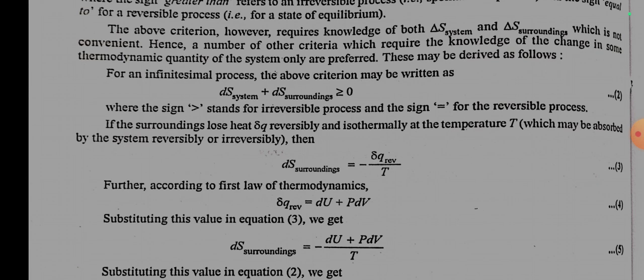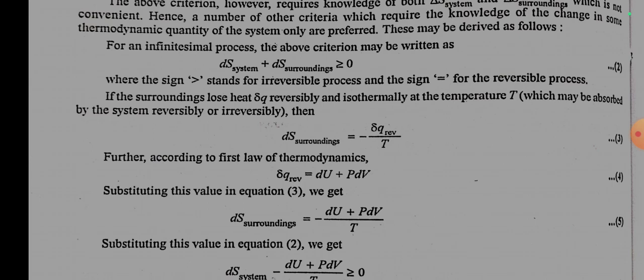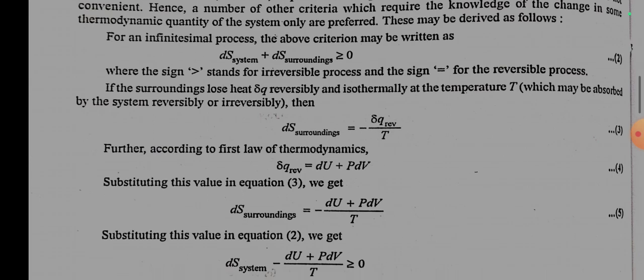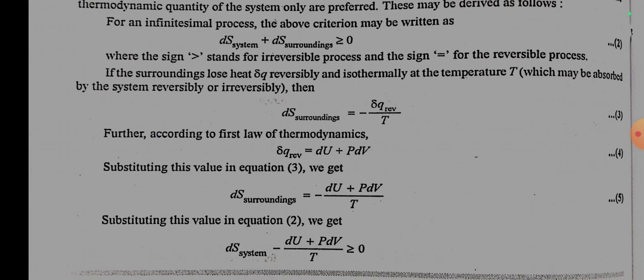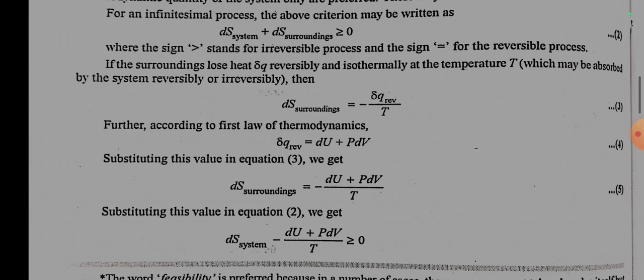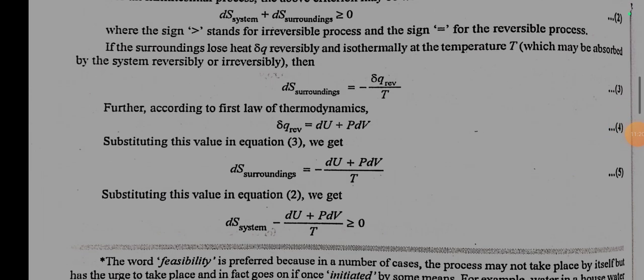convenient. Hence, a number of other criteria which require the knowledge of the change in some thermodynamic quantity of the system only are preferred. This may be derived as follows. For an infinitesimal process, the above criteria may be written as dS system plus dS surrounding equal to or greater than 0, where the sign greater stands for an irreversible process and the sign equal to for the reversible process.